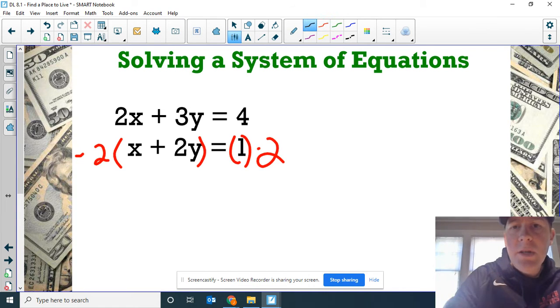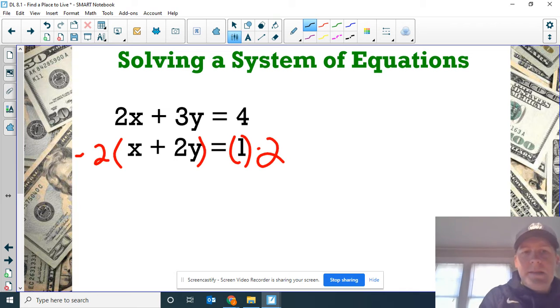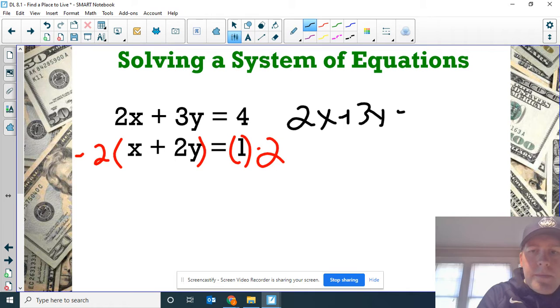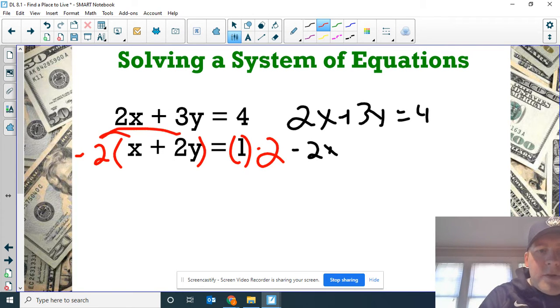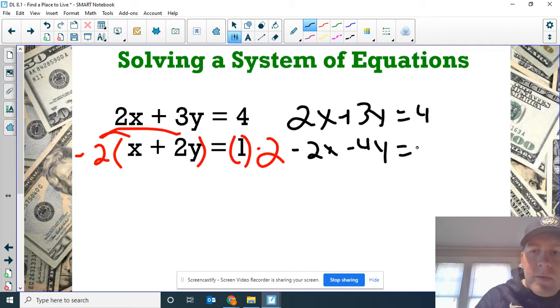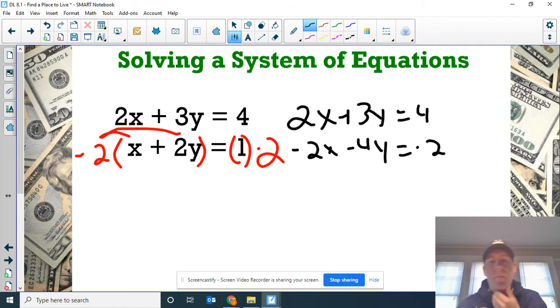Since I'm not changing the top equation, that one's going to stay as 2x plus 3y equals 4. My bottom equation now, when I distribute this negative 2, negative 2 times x is negative 2x. Negative 2 times 2y would give me negative 4y. Now, on the right-hand side, 1 times negative 2 is negative 2. So we're going to multiply that equation through by a constant.